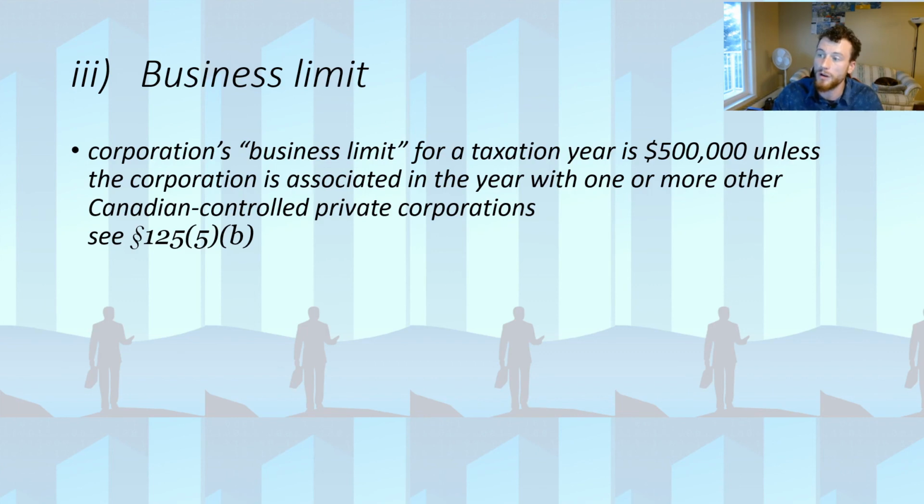One could argue, if this exception didn't apply, that you get a $500,000 business limit per corporation. But no, the control of the whole operation, being the manufacturing, marketing, sales, and delivery, would all be under one group, and hence would have to share the business limit. We'll discuss this in a later episode.